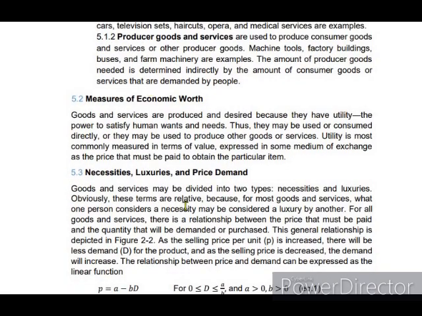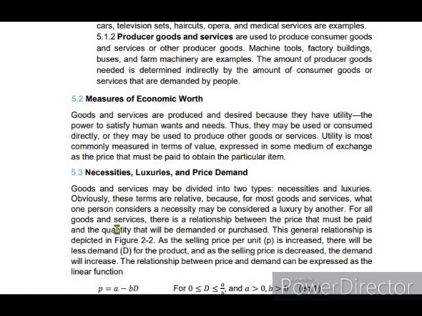Next is the measures of economic worth. Goods and services are produced and desired because they have utility, the power to satisfy human wants and needs. So that's the purpose of goods and services. They should have their utility values. Thus, they may be used or consumed directly, or they may be used to produce other goods or services.